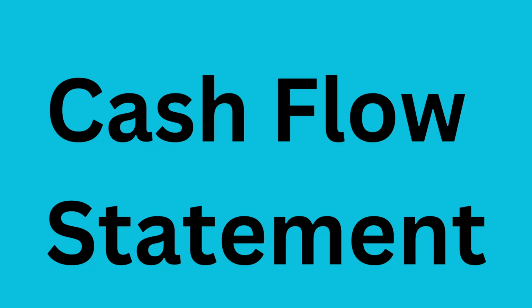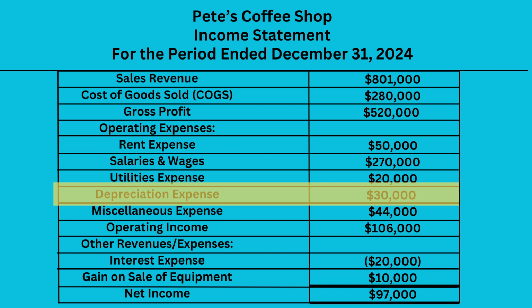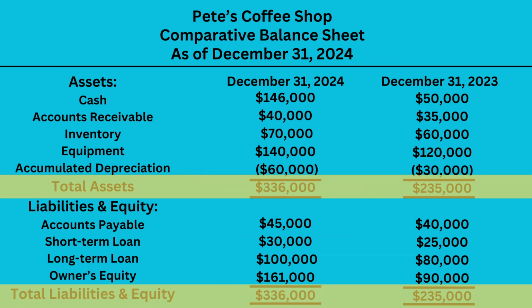Let's get into it. The cash flow statement tells you one simple but crucial thing. Where did all of your business's cash go? Unlike the income statement, which includes non-cash items like depreciation, or the balance sheet, which shows a snapshot of your financial position, the cash flow statement focuses only on actual cash that moved in and out of your business. This is important because a profitable business can still run out of cash and fail. You need to know if you're actually bringing in and keeping enough cash to operate.